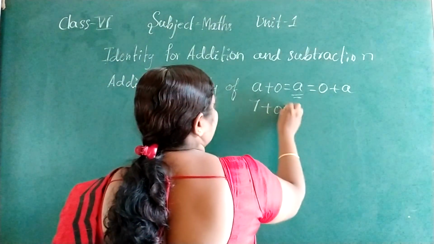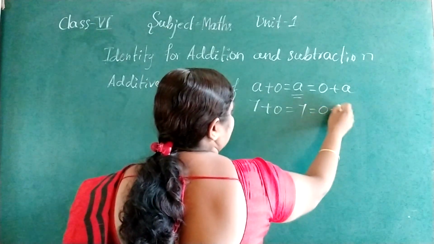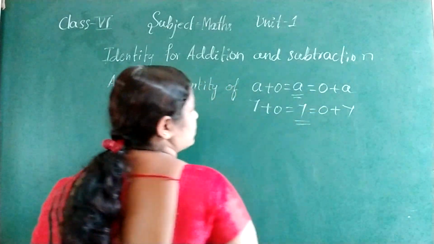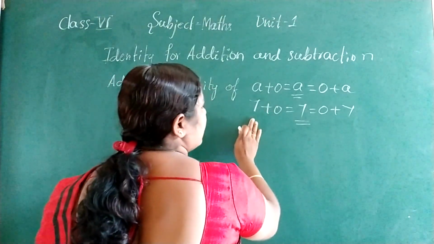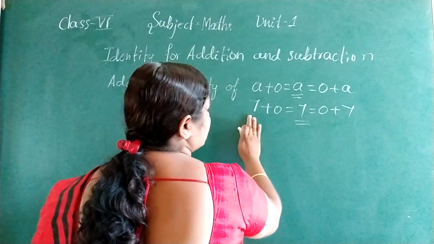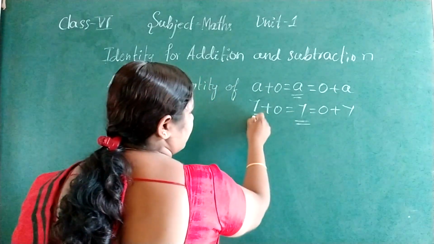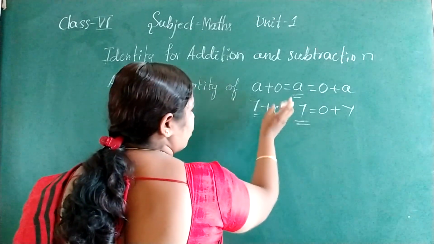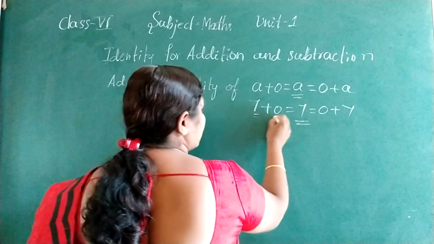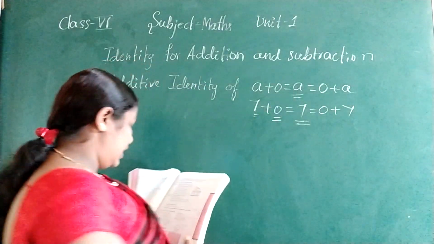Seven plus 0 is equal to 7, or 0 plus 7 is also 7. Here 7 is a whole number. If we add 0 to this, we again get 7 itself. So we added 0 and got 7 again. So the additive identity is 0 only.